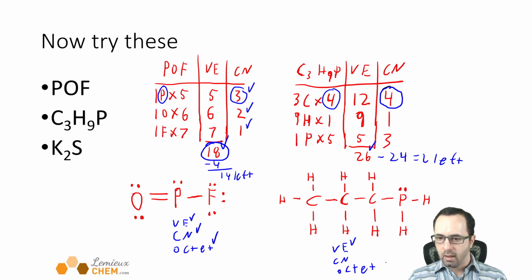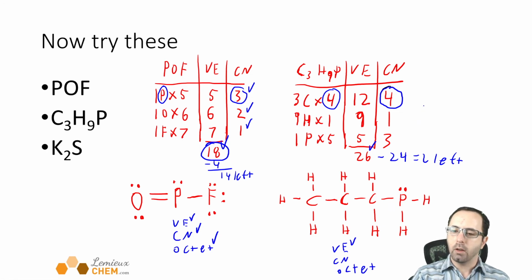Covalence number. Is each carbon making 4 bonds? This carbon is making 1, 2, 3, 4 bonds. Cool. This carbon is making 1, 2, 3, 4 bonds. Great. This carbon is making 1, 2, 3, 4 bonds. Good. Every carbon is making 4 bonds.